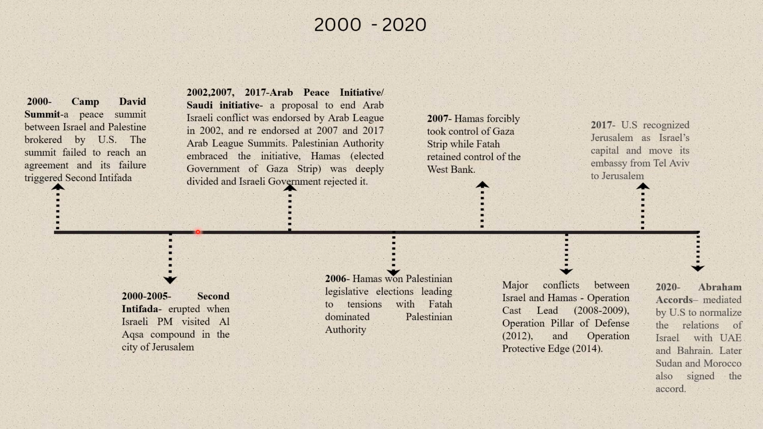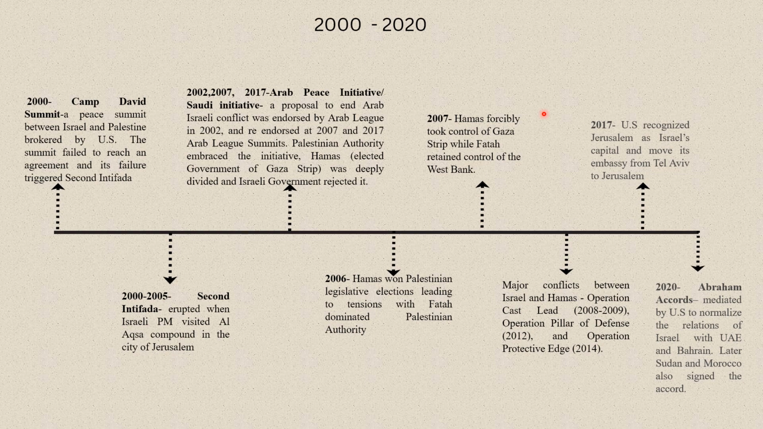In 2006, Hamas won the Palestinian legislative elections and it forcibly took control of the Gaza Strip in 2007. It led to tensions between Hamas and the Fatah. However, the Fatah retained control over the West Bank, whereas Hamas took control over the Gaza Strip.